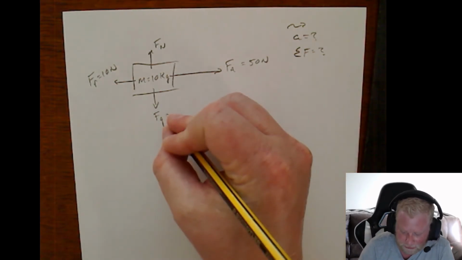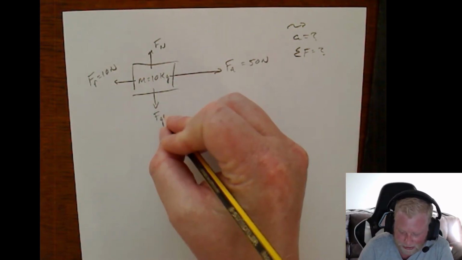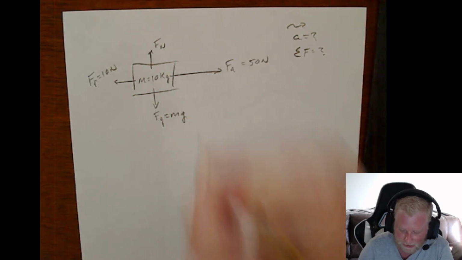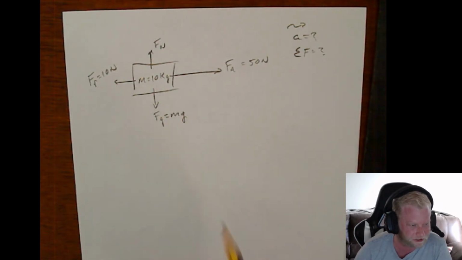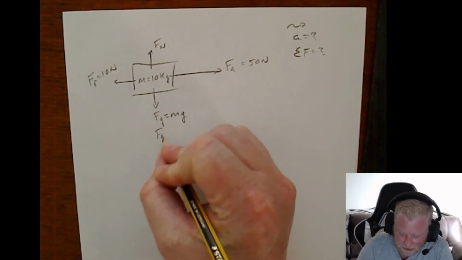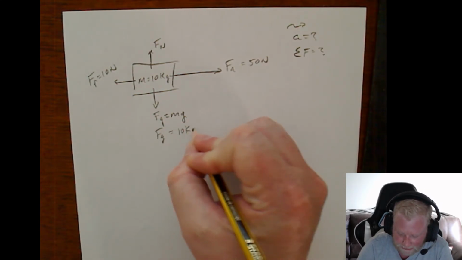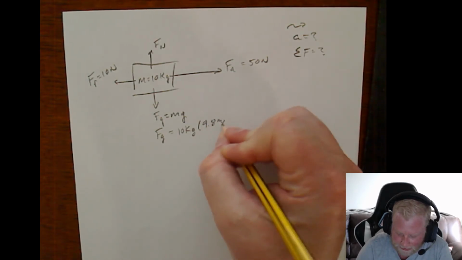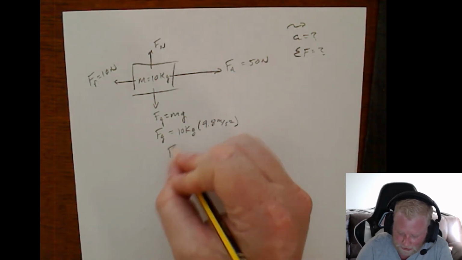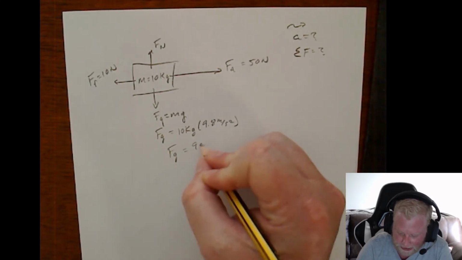Now, if we've got mass, we can find the weight. Because remember that your force of gravity is equal to the mass times the acceleration due to gravity. So Fg would be equal to 10 kilograms times 9.8 meters per second squared. So Fg is equal to 98 newtons.